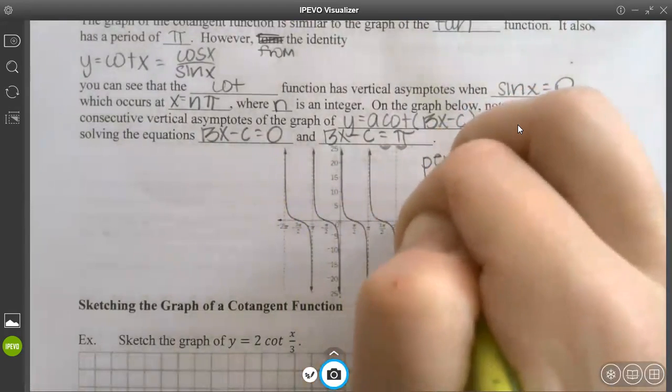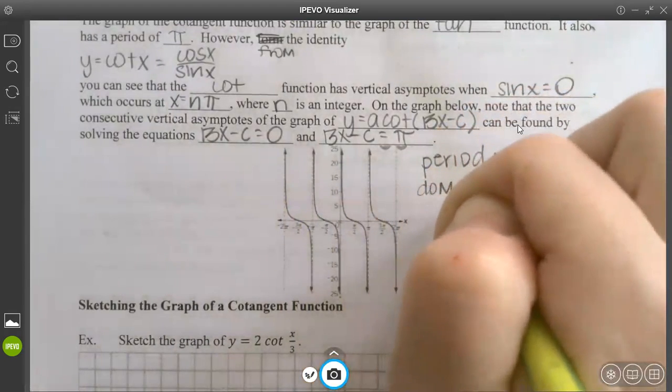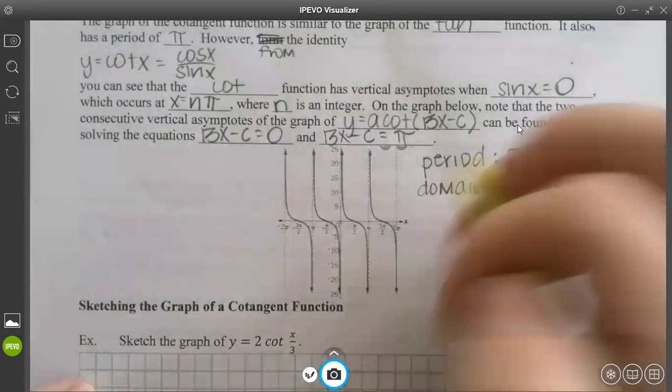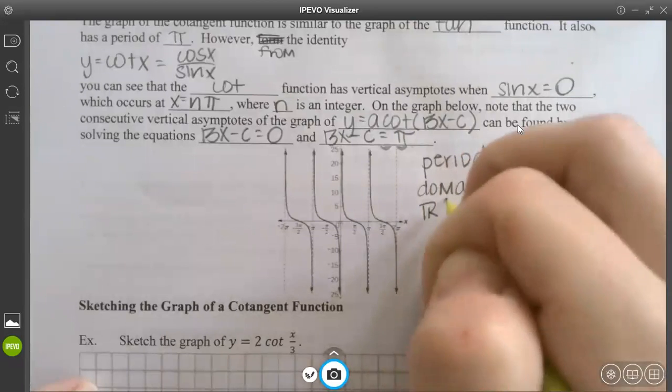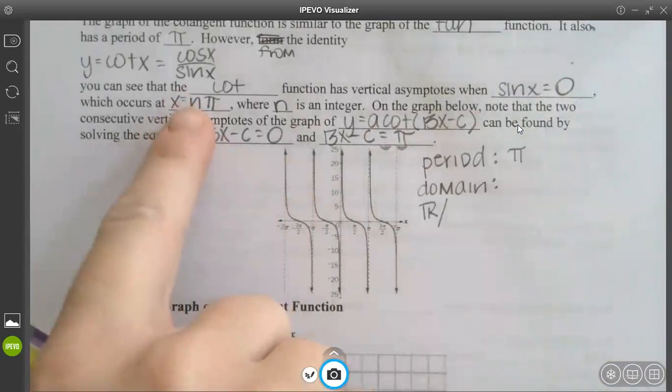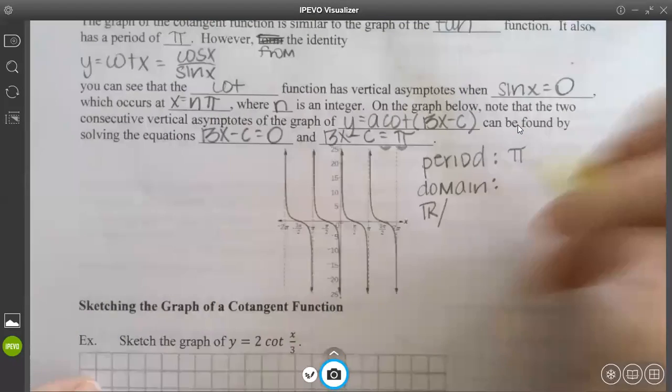What's your domain? How do I state it's everything except for those vertical asymptotes? The little bar. Where are your vertical asymptotes at? Pi, negative pi, 2 pi, 3 pi. How can I write that general? What did it say? N pi.